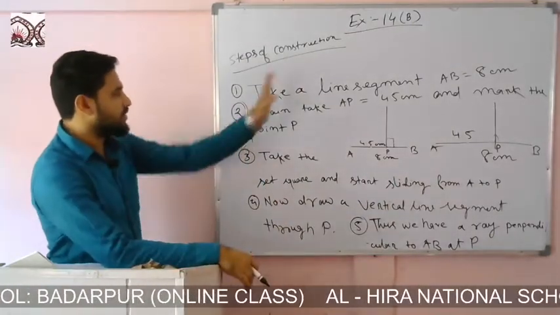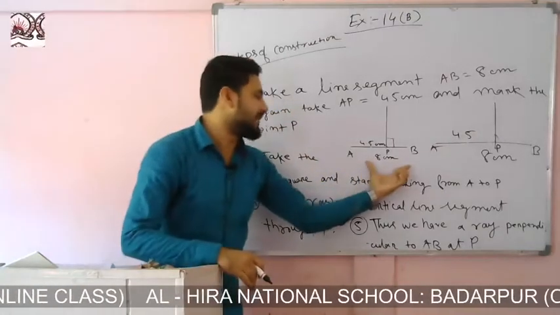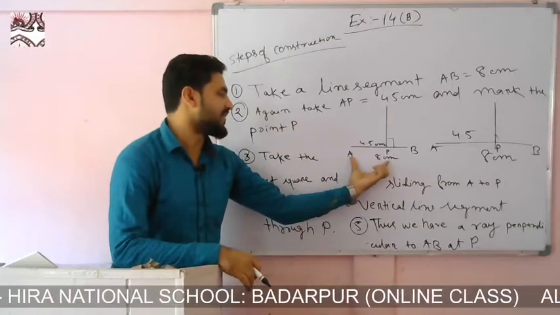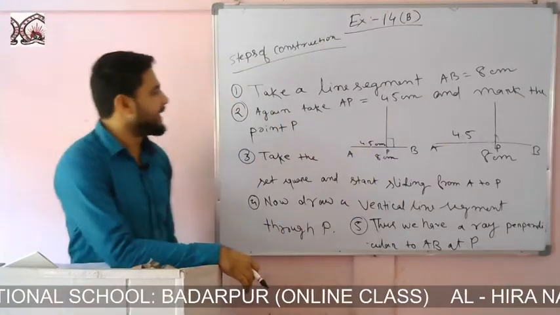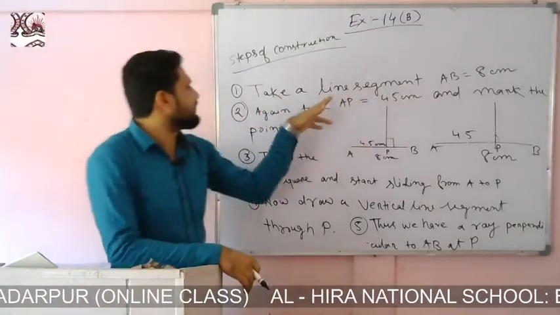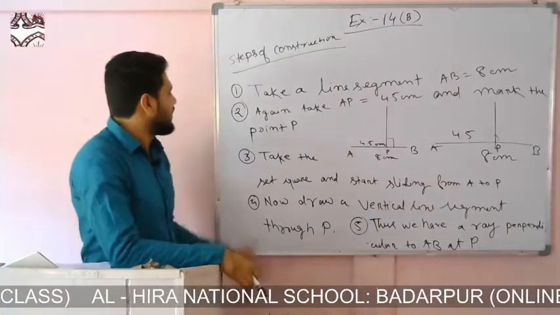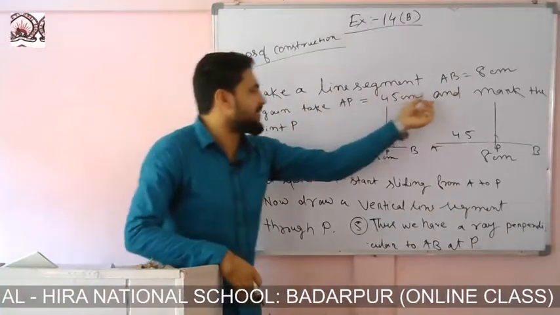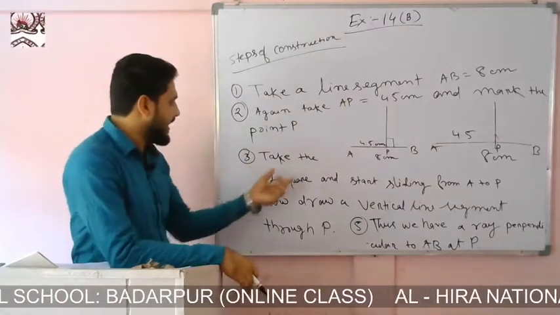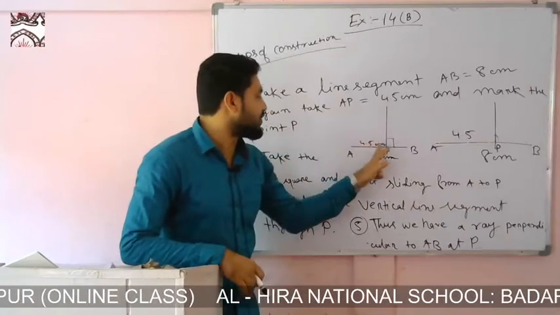So you just see again. First you take a line segment AB. After that you take AP equals to 4.5 centimeter and mark point P. For that reason I have written: take a line segment AB equals to 8 centimeter. Again take AP equals to 4.5 centimeter and mark the point P like this. Number 3, take the set square and start sliding from A to P, up to P.